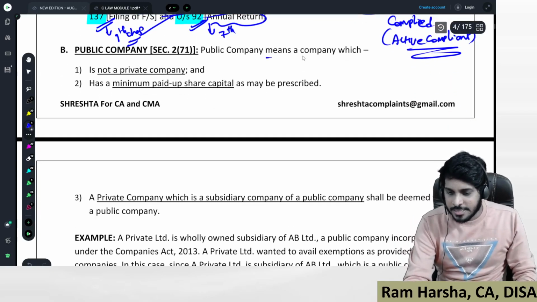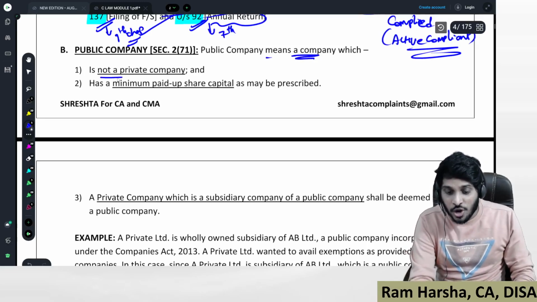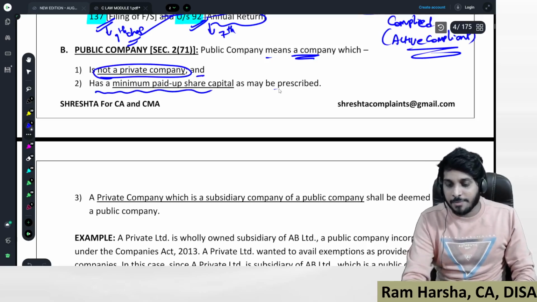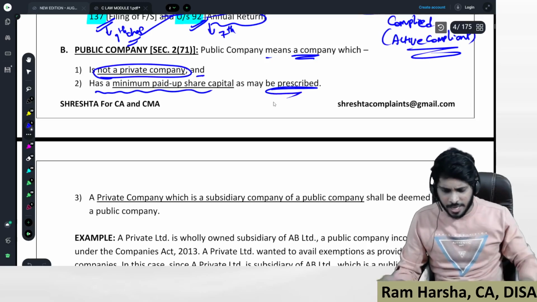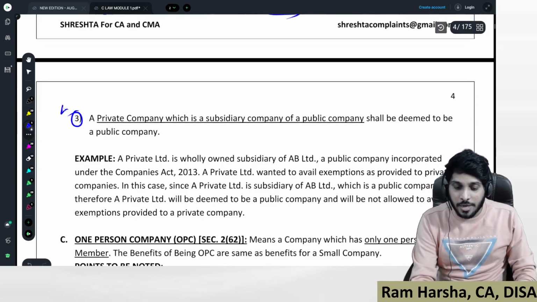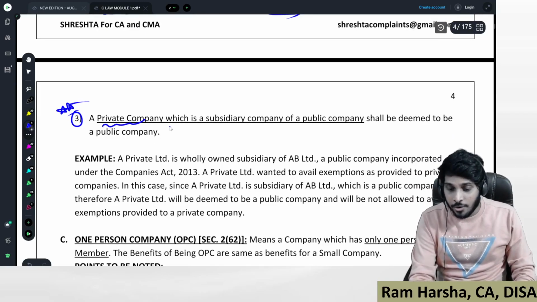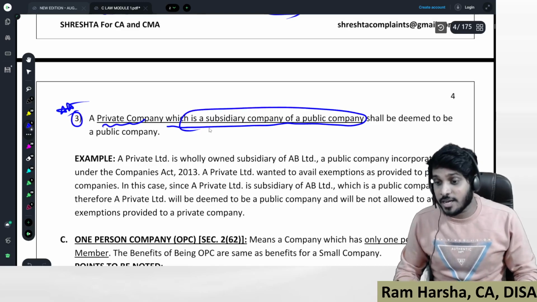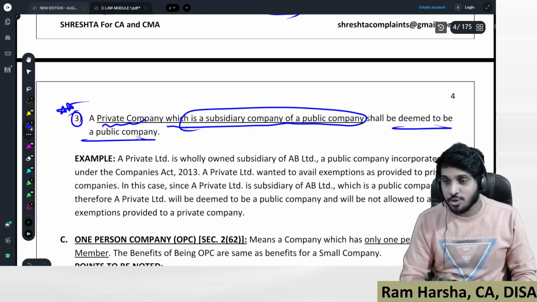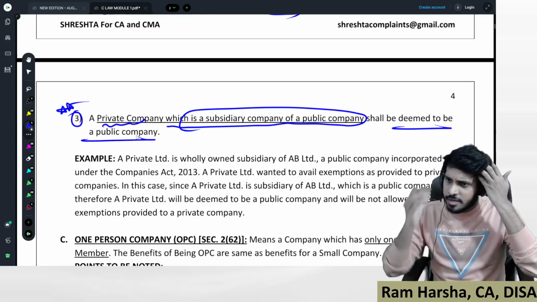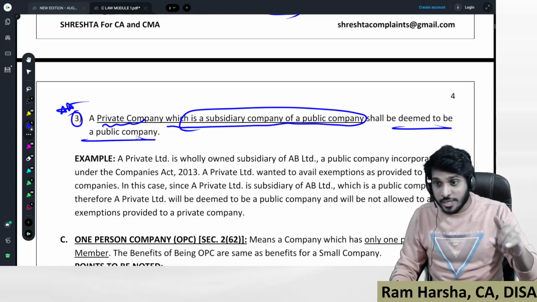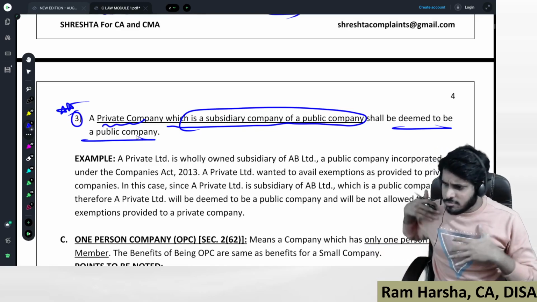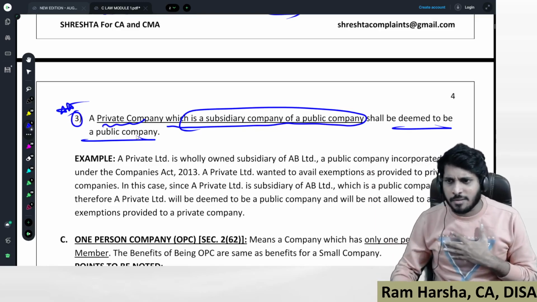Then what is a public company? A public company means a company which is not a private company and has a minimum paid up capital as prescribed by MCA. And further, this is a very important point: a private company which is a subsidiary company of a public company is deemed to be a public company. So a private company which is a subsidiary of a public company is also treated as a public company.